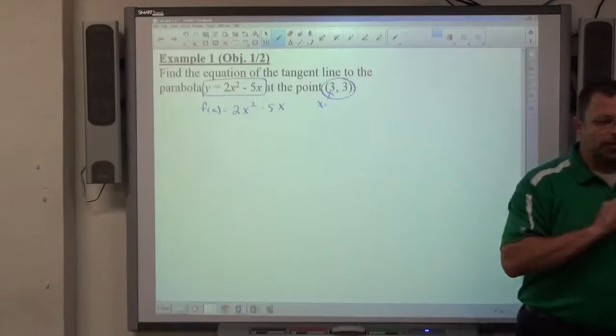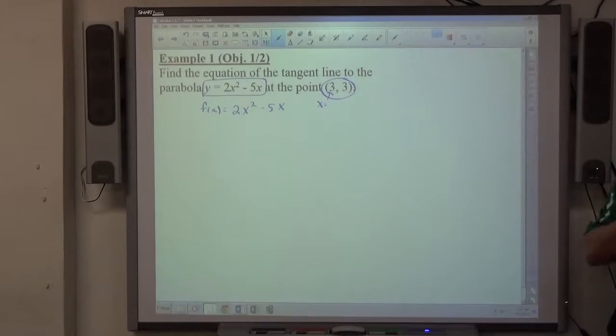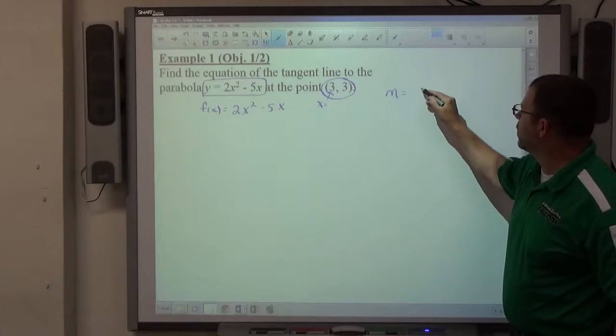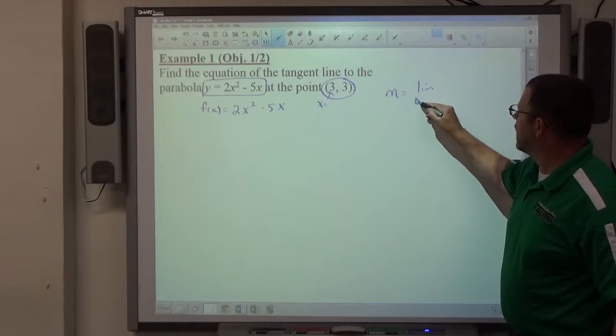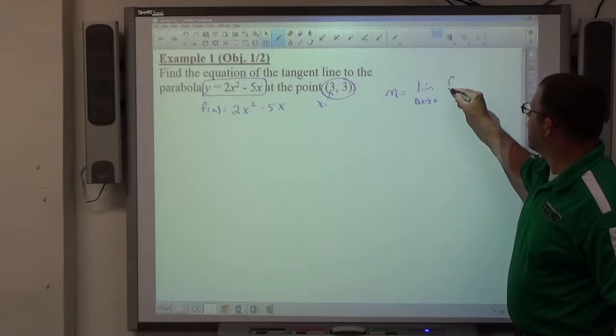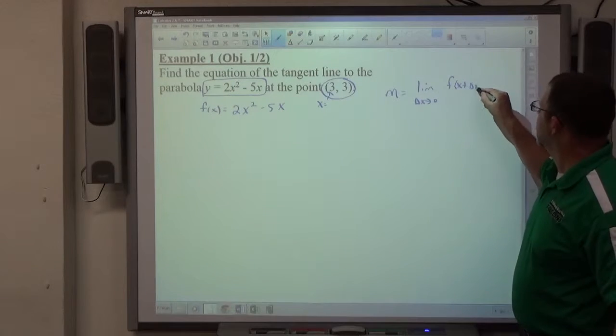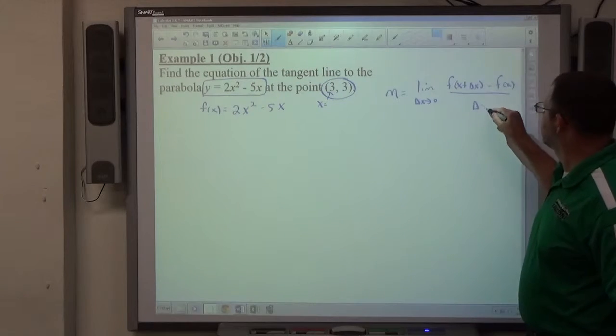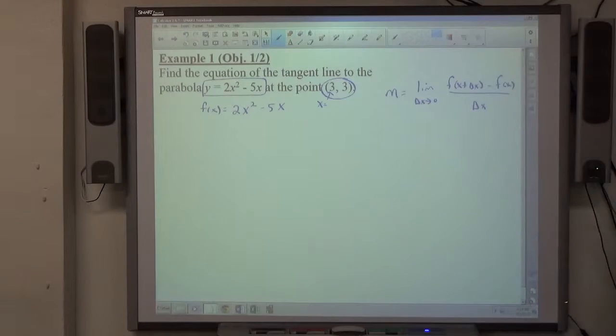If I'm going to use this definition of slope, this is my procedure for doing it. I find this to be the most efficient way of doing it, and it makes more sense for most people. The slope formula I'm using, just to refresh, is slope equals the limit as delta x approaches 0 of f of x plus delta x minus f of x all over delta x. That's the official formula.